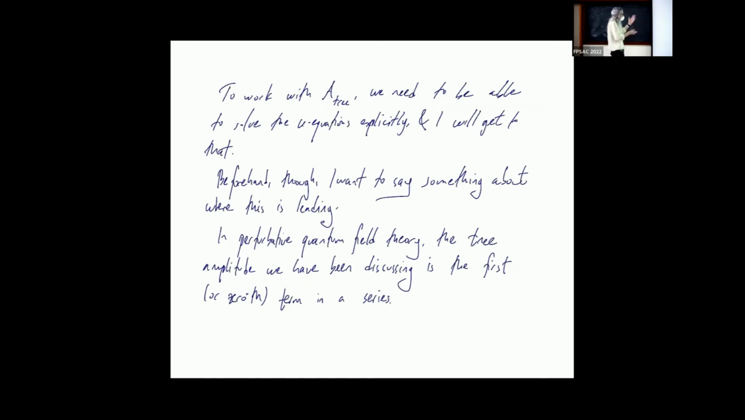So to work with this, we want to get a better handle on solving the U equations, and I will say more about that. But before I do that, I want to explain a little bit about the physics motivation, because I find it appealing. So in perturbative quantum field theory, the tree amplitude, the one we've been discussing, is just the first, or really the 0th term in some series of corrections. Then you have these successive terms that are further corrections to that initial term.